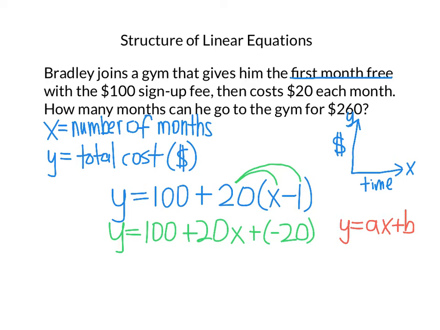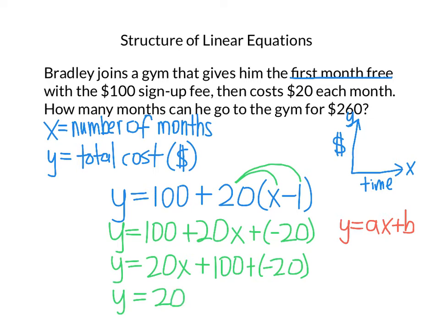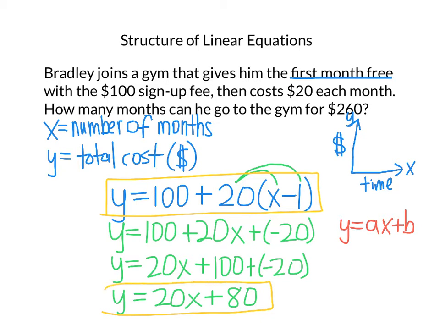And then to combine like terms, we need to commute, meaning rearrange, 20x plus 100, and as long as it's all addition, you can do this, plus negative 20. So now when we simplify it, we get y equals 20x plus 80. So you need to recognize that this equation and this equation are equivalent, or they are equal to each other. It's just that it's been distributed, and the like terms have been combined, and now it's in this form.